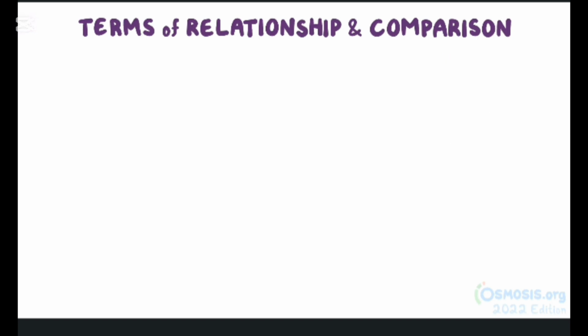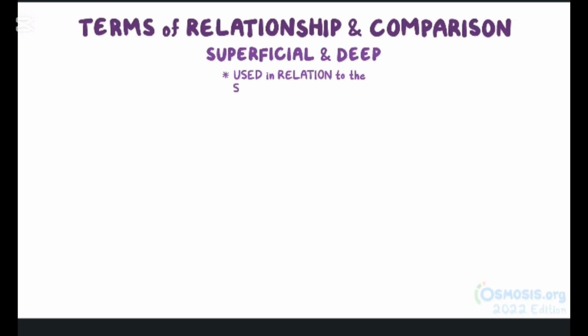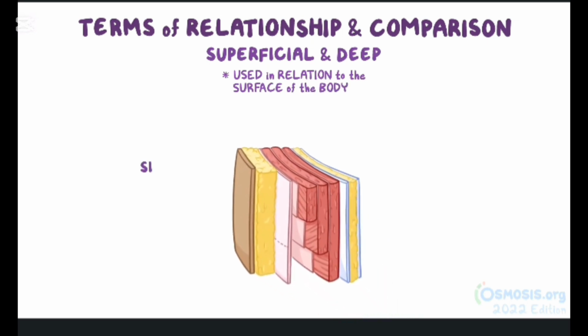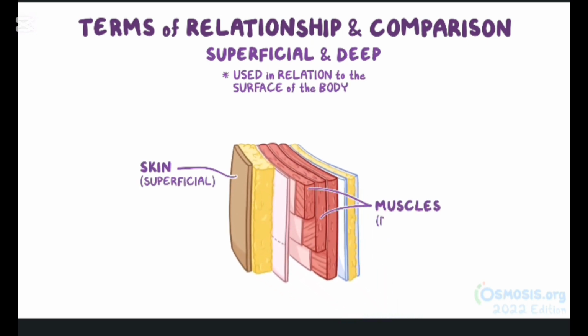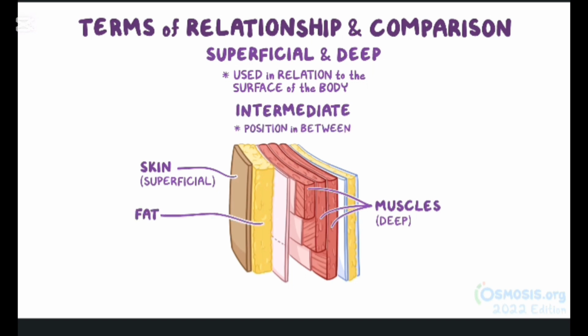Similar, and yet different, are the terms superficial and deep. These terms are used in relation to the surface of the body. For instance, our skin is superficial to the muscles that lie deep to it. We can also use the term intermediate to express the position in between. So, a layer of fat between the skin and muscle layers could be considered intermediate.